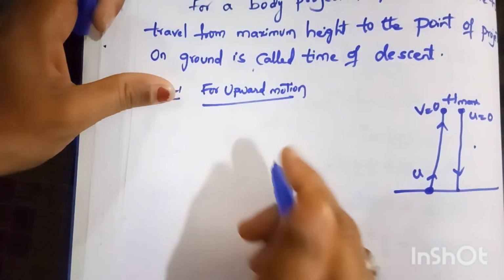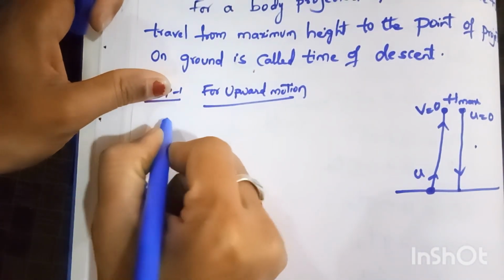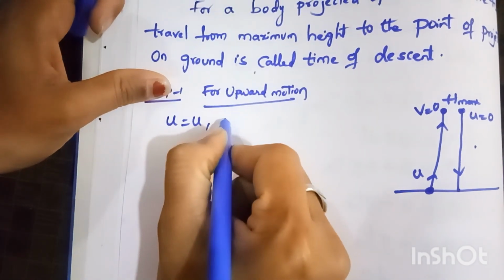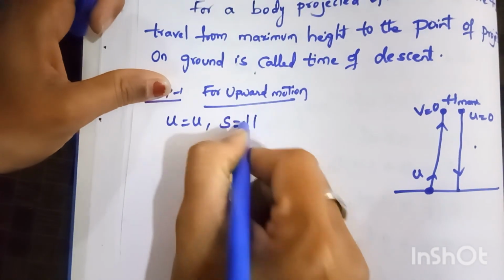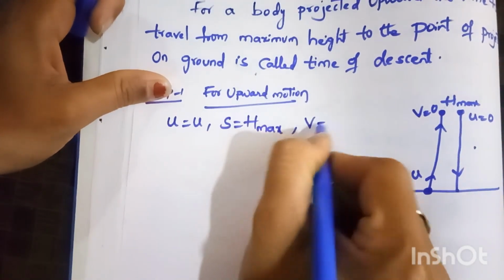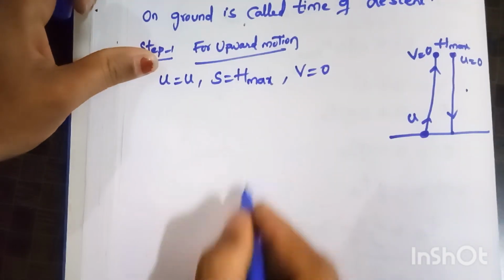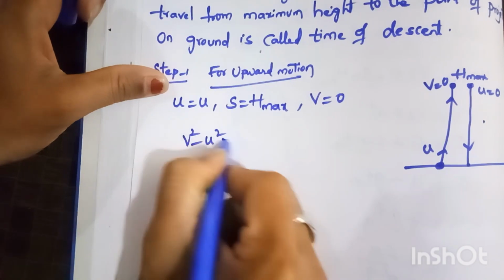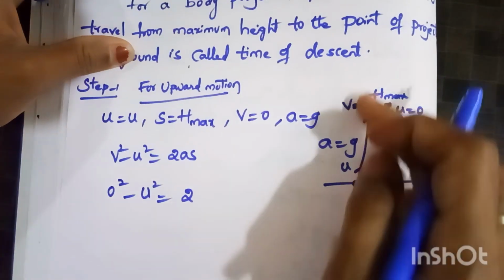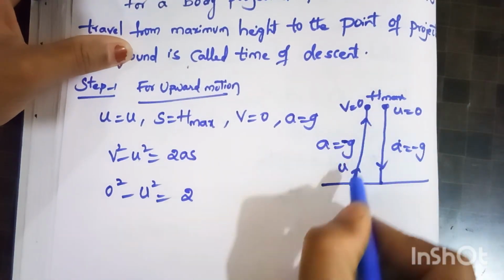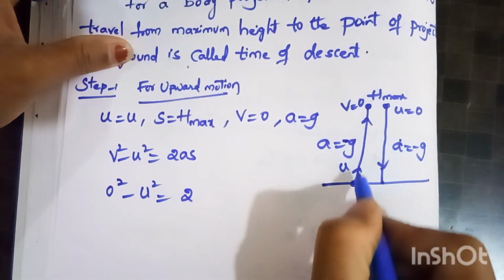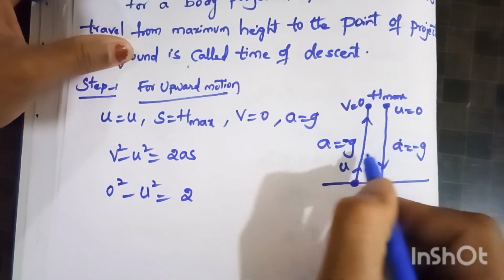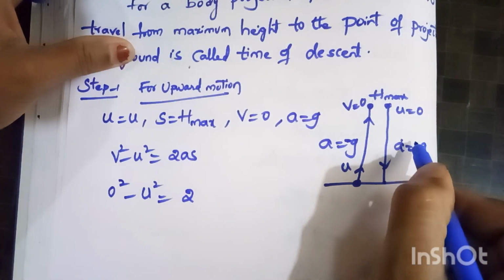For upward motion, the object is moving with initial velocity u, at maximum height s equals to h maximum, and v equals to 0. So we want h maximum here. v square minus u square equals to 2as. For upward motion, a is minus g, because the body is vertically projected upward. For a freely falling body, a will become plus g.